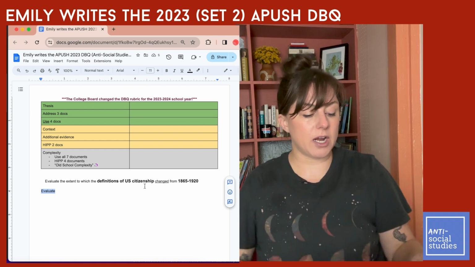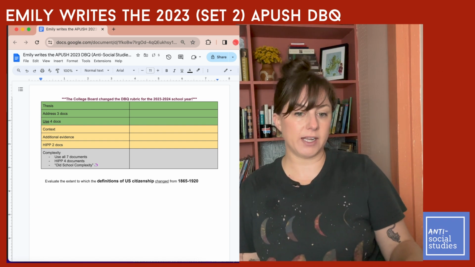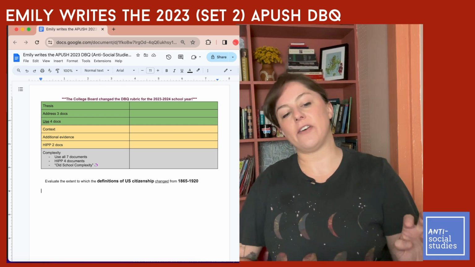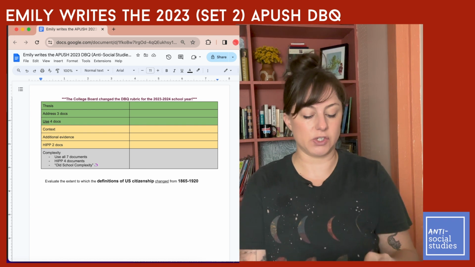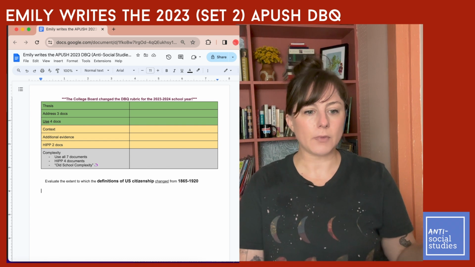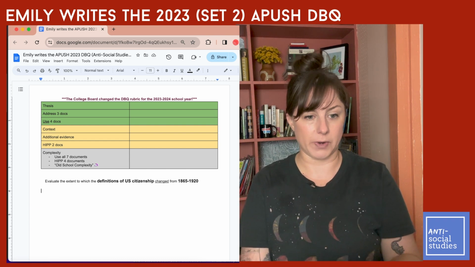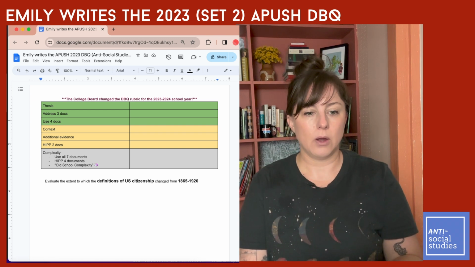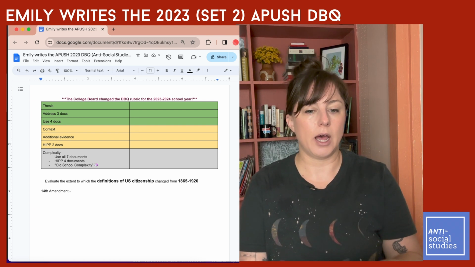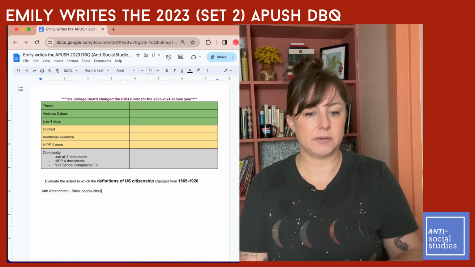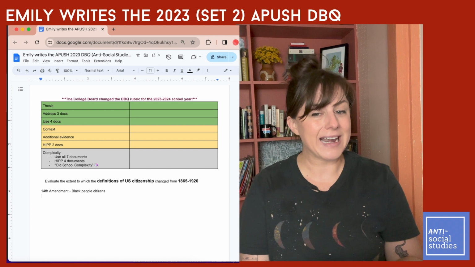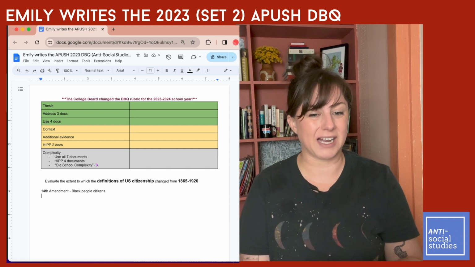Now, what I want to do here is take 30 seconds and think through anything I might already know about this topic. So, definitions of US citizenship from 1865 to 1920. Well, I know 1865 is the end of the Civil War. 1920, end of the Progressive era, beginning of the Roaring 20s. So a big one is going to be, which amendment is that? The 14th Amendment, I know, is going to give basically Black people citizenship, right? I know that that's going to occur. Beyond that, I actually don't really know a ton about this topic. So that's the only thing I can think of.